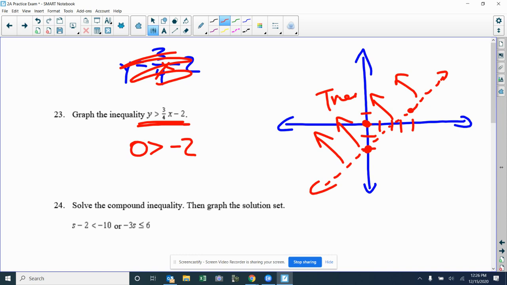Anything there? You guys hanging in there or you want me to stop? Hanging in there? I'd just soon get it done today and then tomorrow we can chillax. Everybody good? Let's keep rolling.